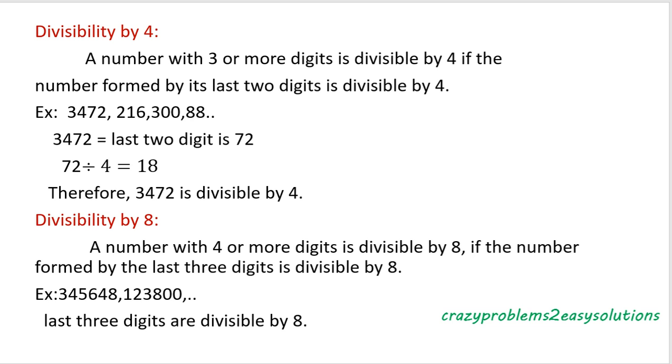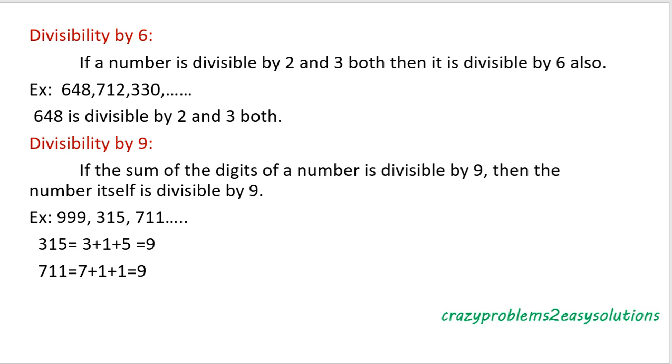3,45,648 is the number I have mentioned in the example. So look at the last three digits only, 648. 648 divided by 8, we get the answer 81. So obviously 648 is divisible by 8, then the whole number is also divisible by 8. In case the last three digits are not divisible by 8, the whole number is not divisible by 8.